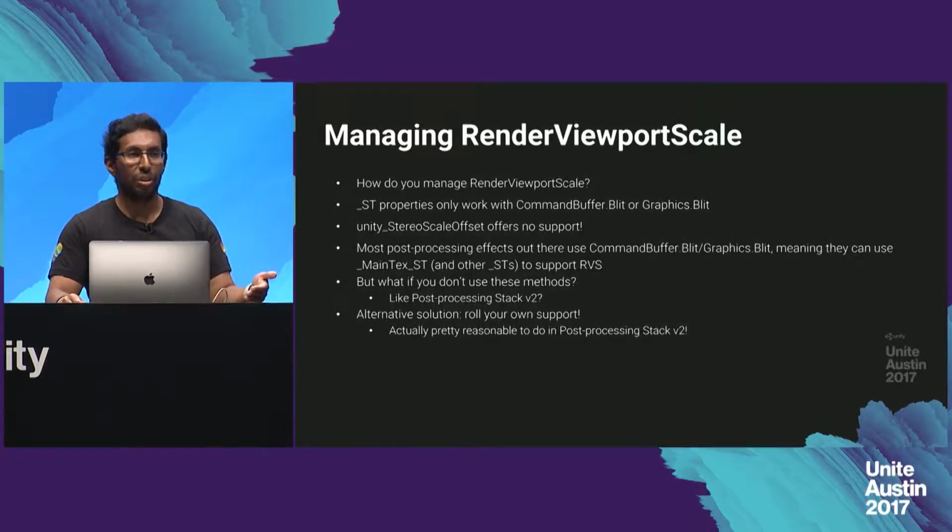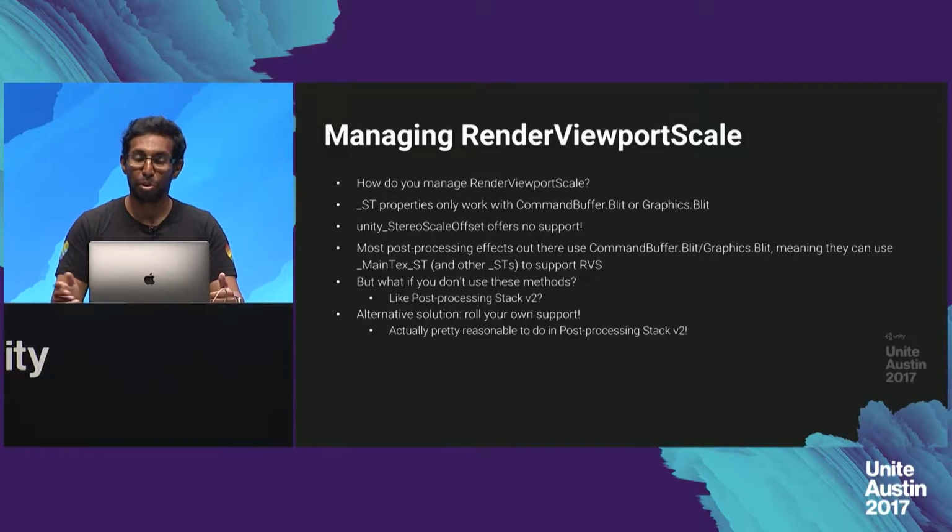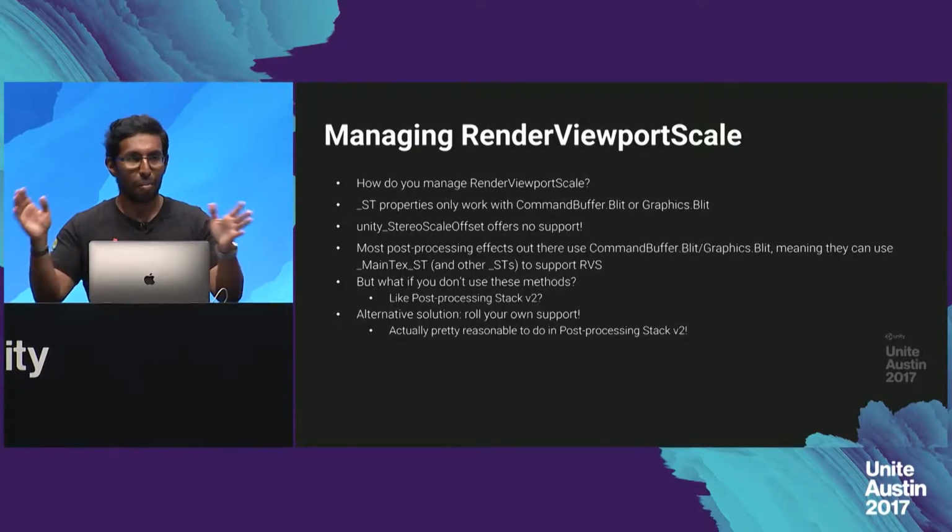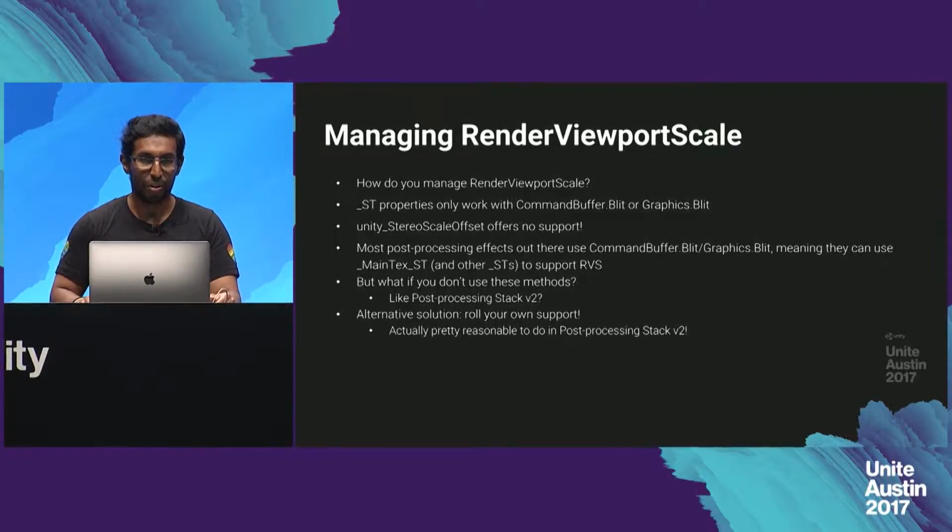So if you're not using the existing infrastructure of these blit methods, basically nothing in that setup is going to support RVS for you. So what are you supposed to do? If you have something like post-processing stack v2, what are you supposed to do? For me, I decided to roll my own support into that library. This is actually pretty reasonable to do with post-processing stack v2. I thought it was going to be pretty complicated, but it was actually really, really easy.